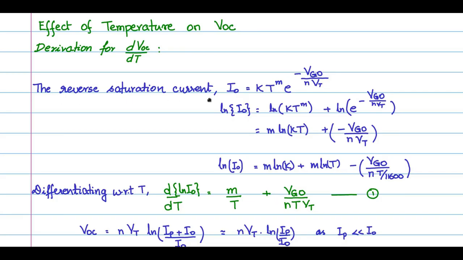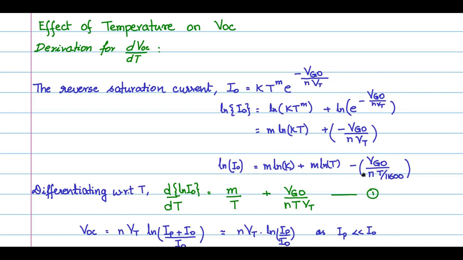The reverse saturation current we saw was given by I naught is equal to k T to the power of m e to the power of minus Vg naught by nVt, where Vg naught is the numerical voltage equivalent of the band gap energy. m is 1.5 for silicon, n is 2 for silicon, and Vt is the temperature equivalent to the voltage. Now for this equation, take the logarithm and you will see that it falls into this kind of a relationship, and the logarithm of I naught is given like this.